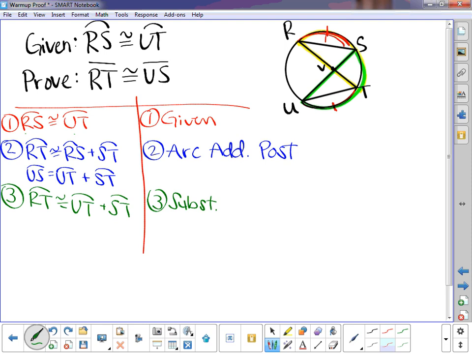Alright? Now, they match perfectly. So I can say arc RT is congruent to arc US. These guys are congruent. What would be my reasoning for step 4? Substitution or transitive.